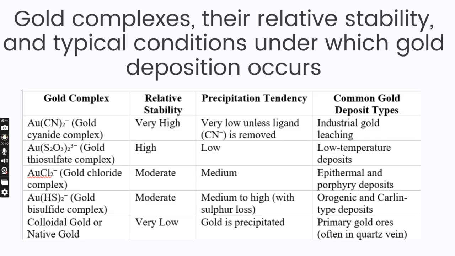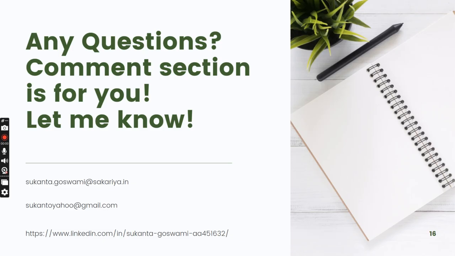So in order of geological importance, the colloidal state is important, and bisulfide and gold chloride are important. From an industrial point of view, thiosulfate and most importantly cyanide complex are very important for taking gold out of the system. And again, you should understand the stability: very low, moderate, high. Wherever there is very low stability, that K value will indicate gold precipitation. I hope that much is good enough for this video. Thank you.